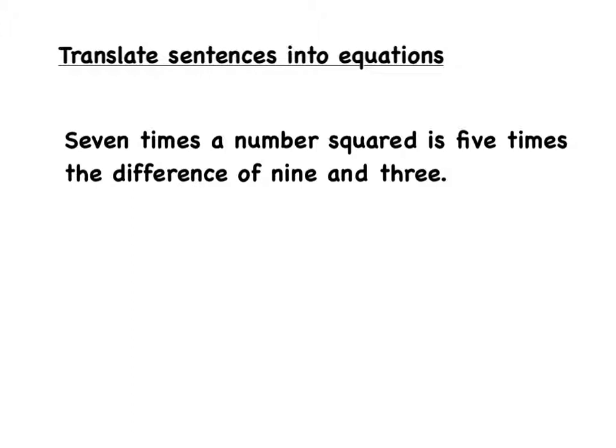So, if we see it's 7 times a number, we know that we are going to have the number 7. We are going to be multiplying it since it says times. And when it says a number, it basically means that it is a variable. So you can use any variable that you want. I'm going to use the variable y.